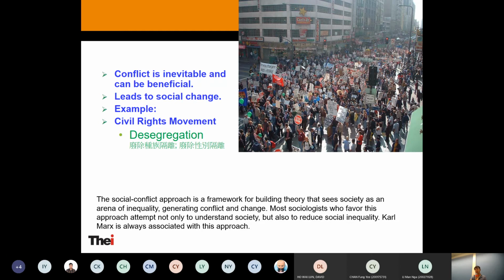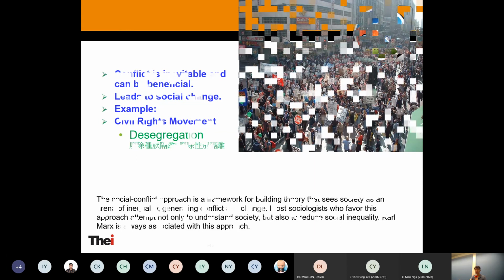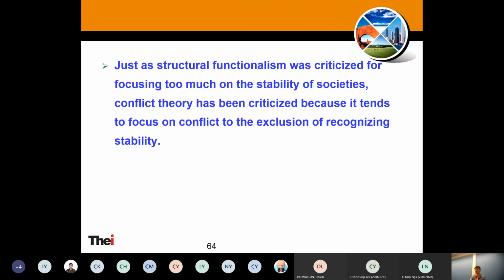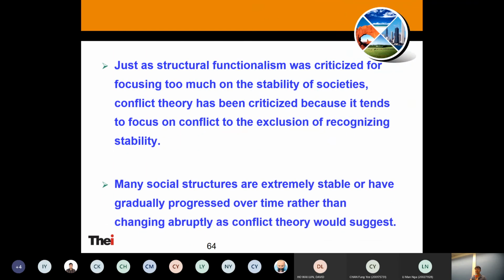So the social conflict approach is a framework for building theory which views society as an area of inequality, generating conflict and change. Most of the experts in sociology who favor this approach attempt not only to understand society, but also to reduce social inequality, which means that when we can identify the unfair areas of inequality, we can go on to make further changes toward the betterment of the situation.